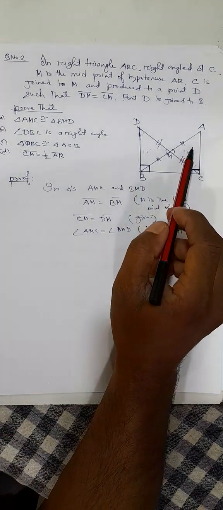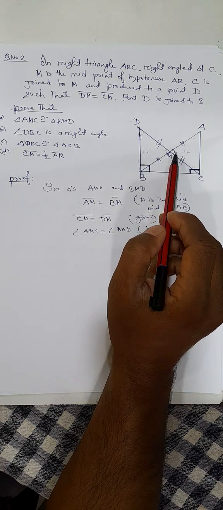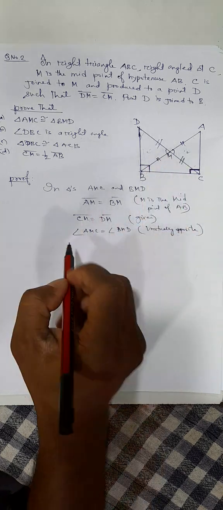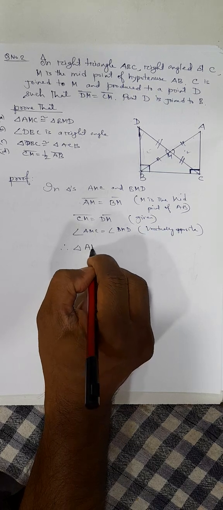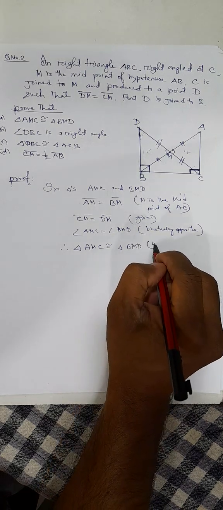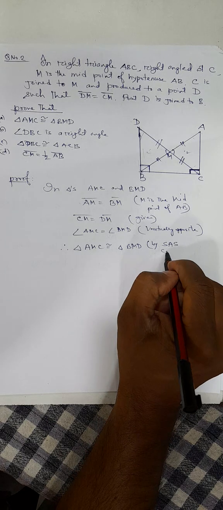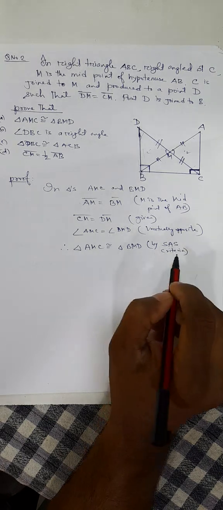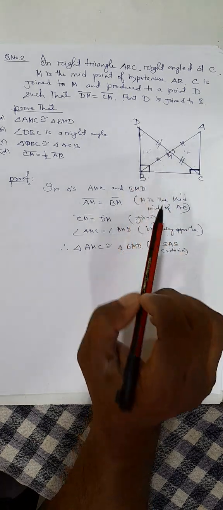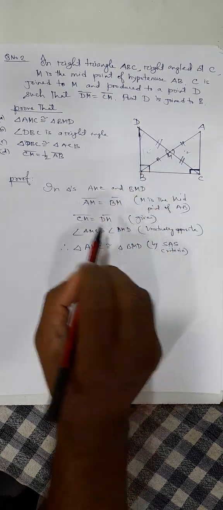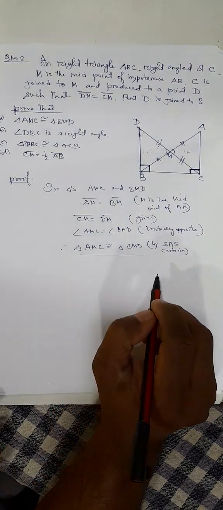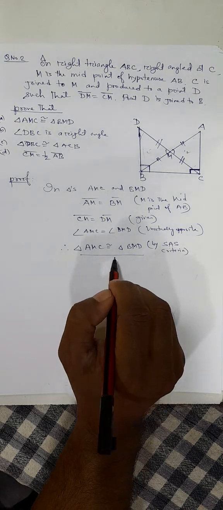So we find that in this triangle, two sides and included angle are equal to two sides and included angle of this triangle. So they are congruent. Therefore, triangle AMC congruent to triangle BMD by SAS criteria. Side angle side. So these two triangles are congruent. So first one is proved, right?